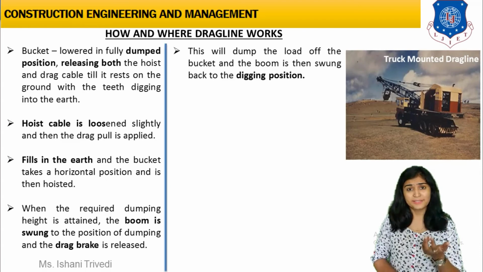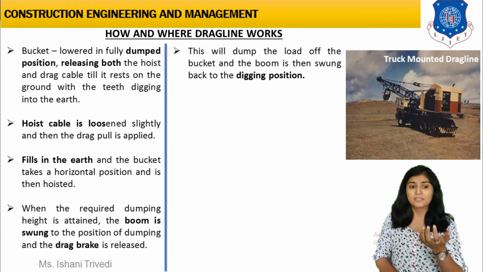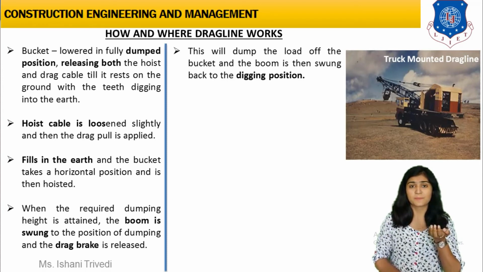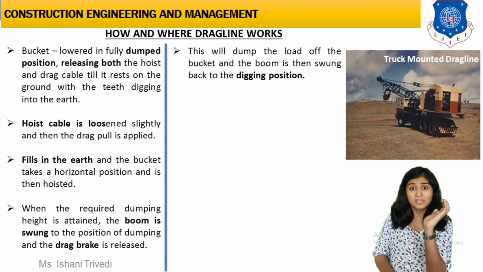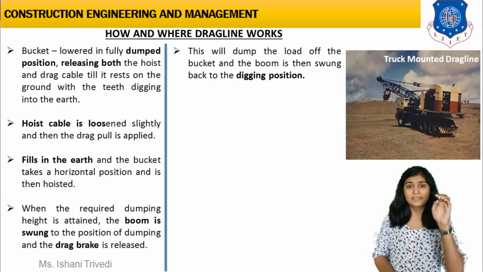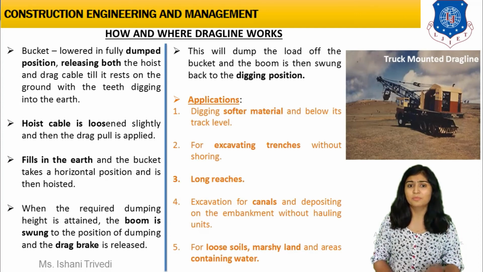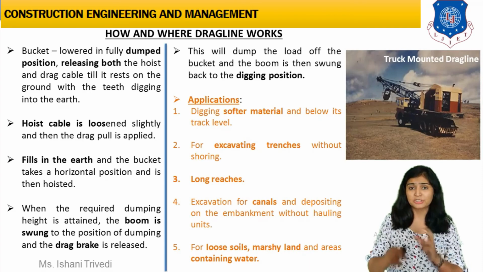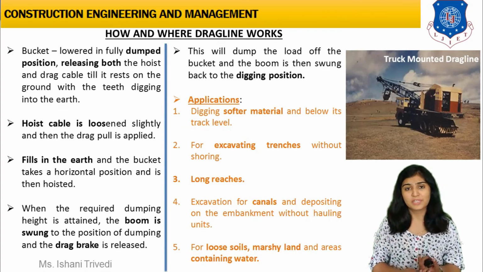Also, next, when it is completely filled with earth, with the material or with the soil, the bucket takes the horizontal position. Once the work is done, it will take horizontal position, and in that plane, the bucket along with the crane is going to be swung, and you will change its direction, and then you will dump it wherever you want to dump. So this swinging work will be done. It will dump the load off, and the bucket and the boom is then swung back into digging position. This is how the cycle keeps on repeating, and this is how your drag line works.